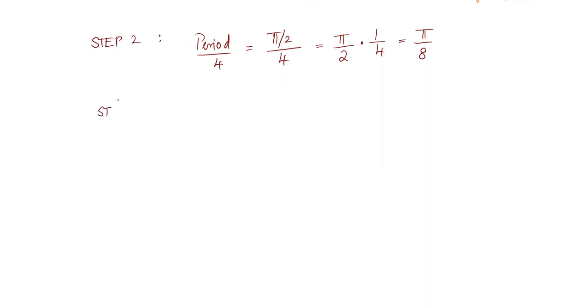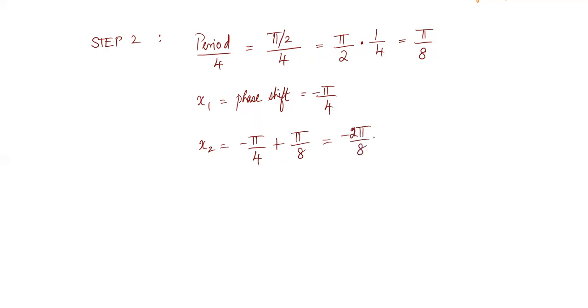Oh, I didn't generate the x's. X1 is always your phase shift. And in this case, the phase shift starts at negative pi over 4. That's your first point. X2 is this negative pi over 4 plus the period over 4, which is pi over 8. You're beginning to see that this pi over 8 meets the denominator 8. So negative 2 pi over 8. I'm adjusting the first fraction, right? Up and down by 2, plus pi over 8, which gives you negative pi over 8.